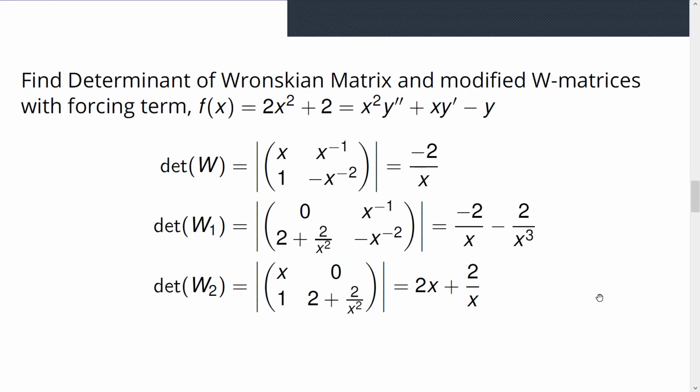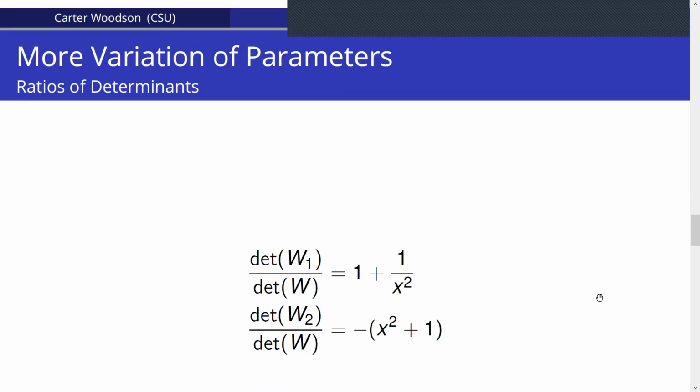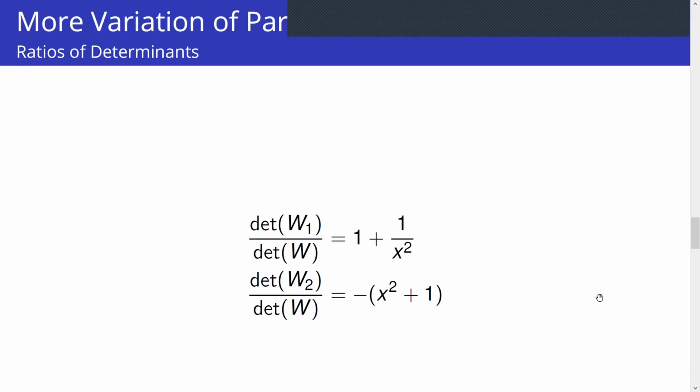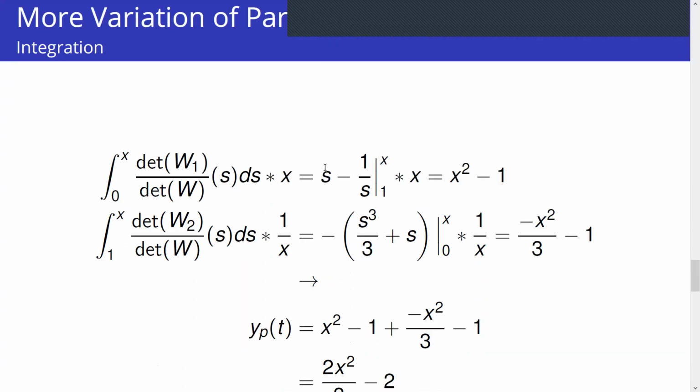Okay, and so once we found these modified Wronskian determinants, then we can look at the ratios. So we take the ratio of the first modified matrix determinant divided by the determinant of the Wronskian matrix. We get these terms here that we'll have to integrate in the variation of parameters technique. Okay, so we look at this function at s and integrate with respect to s. We can choose whatever we want for the lowest bounds, really.